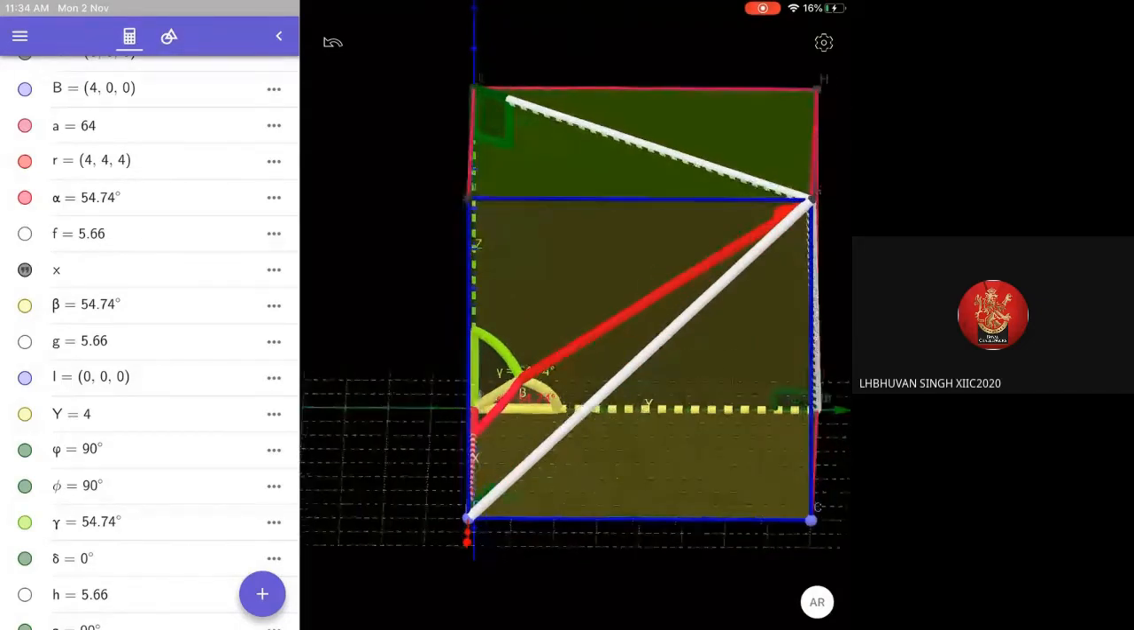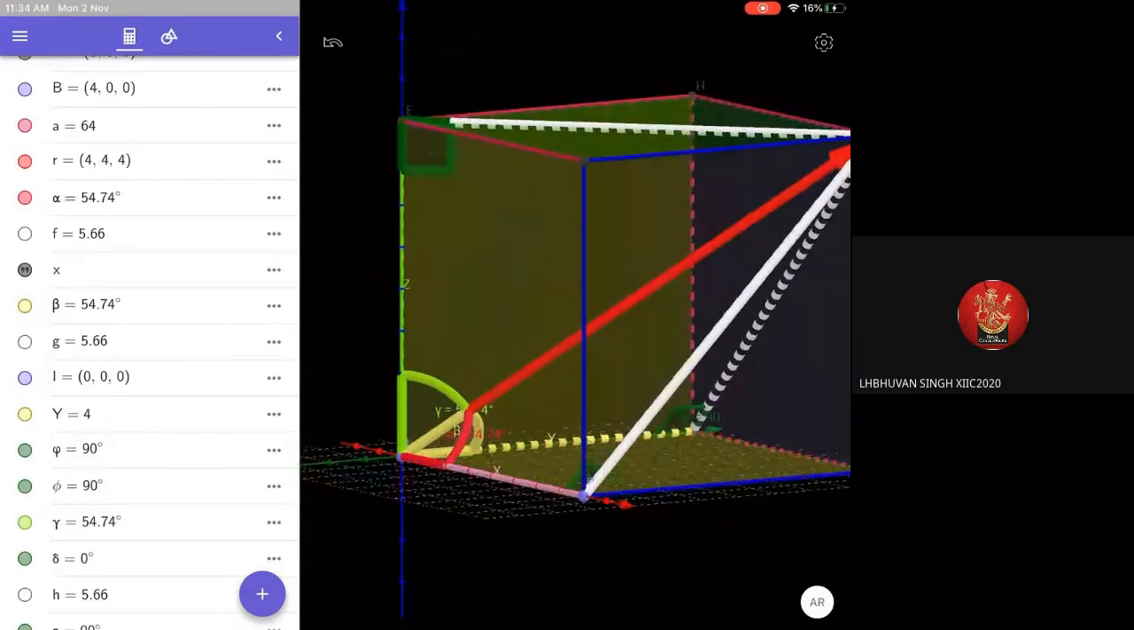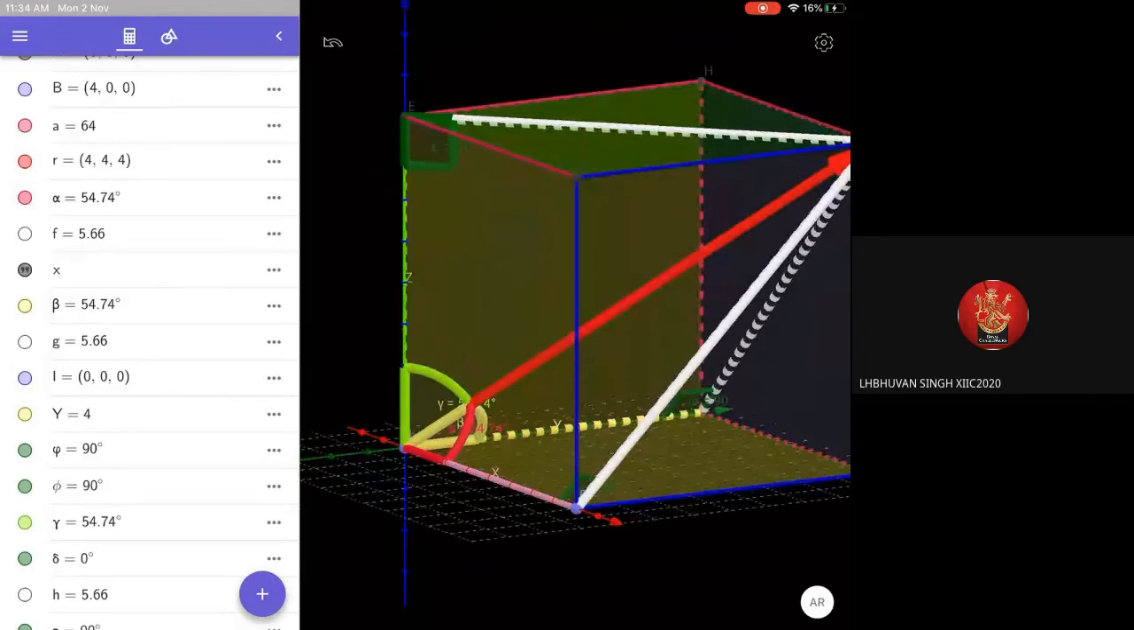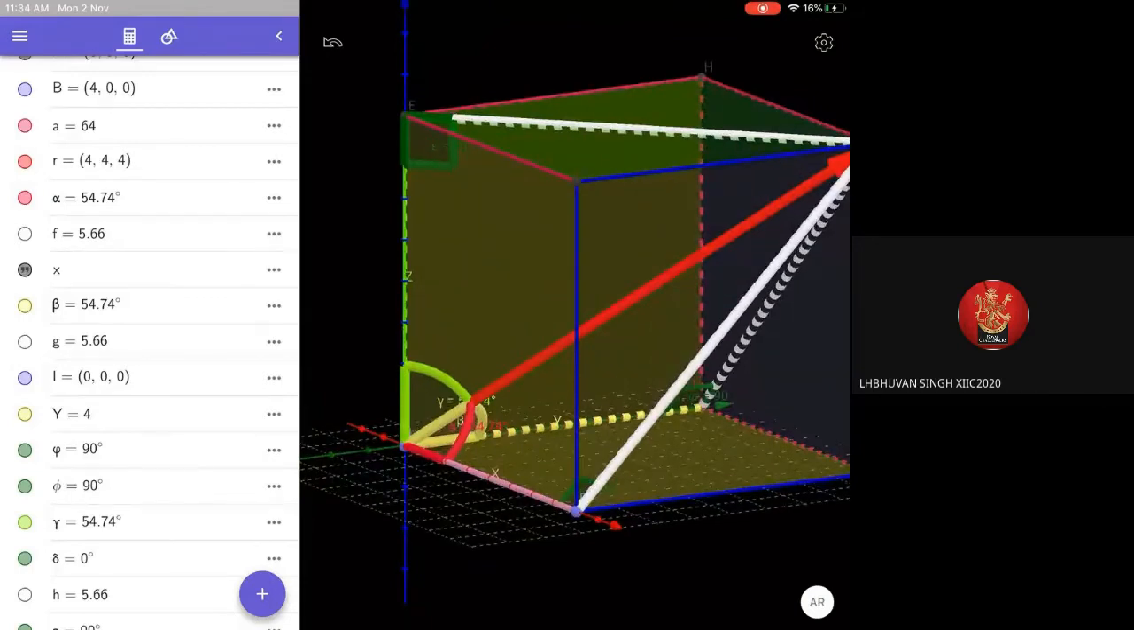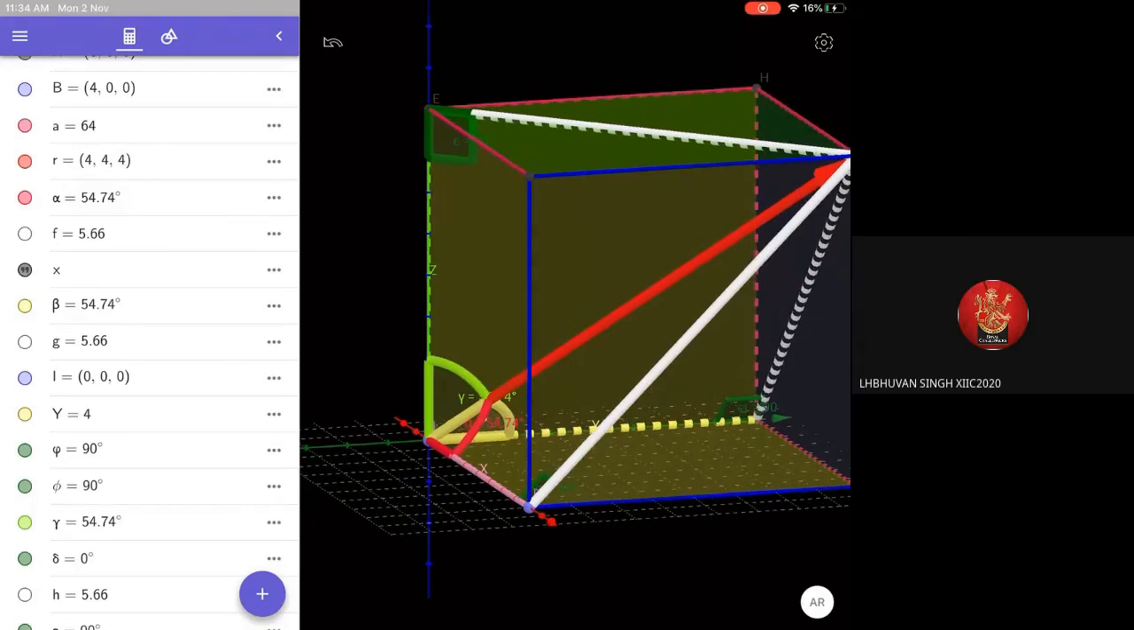That means the distance along the x-axis is x. I have taken this pink color line. You can see, okay, children. On the x-axis the distance is x units, on the y-axis the distance is y units, and on the z-axis the distance is z units. This cube is a cuboid with dimensions x, y, z. I think now we can understand.